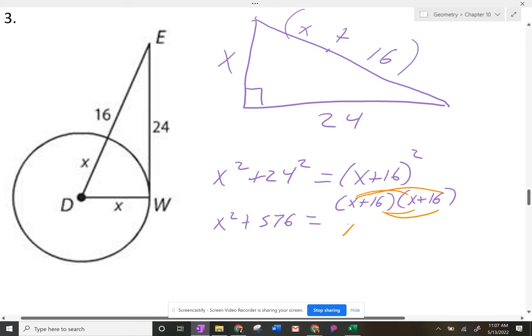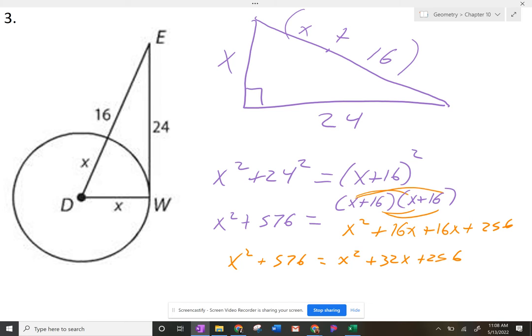Oh, yes. So you should have had x squared plus 16x plus 16x plus, and then 16 times 16 is another big number. You already did it, 256. So my next line down here, I got x squared plus 576 equals x squared plus 32x plus 256. Okay. Looks scary. Not so bad though, especially if I show you the next step.